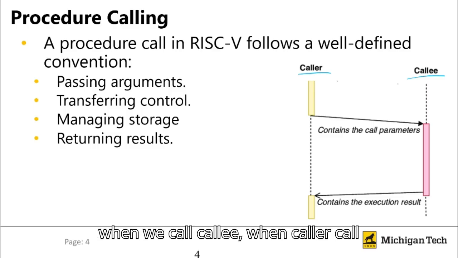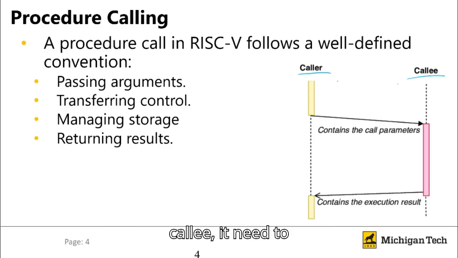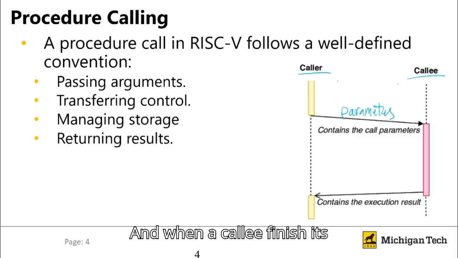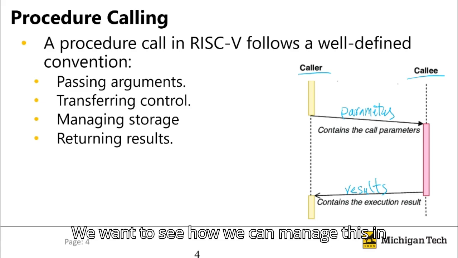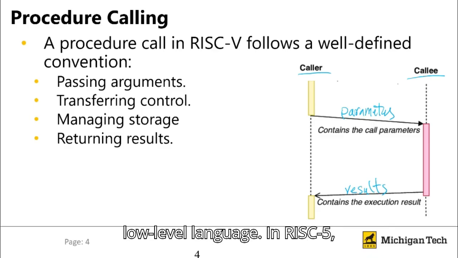So when the caller calls the callee, it needs to send parameters, and when the callee finishes its job, it returns the result values. So the results come back to the caller. We want to see how we can manage this in low-level language.